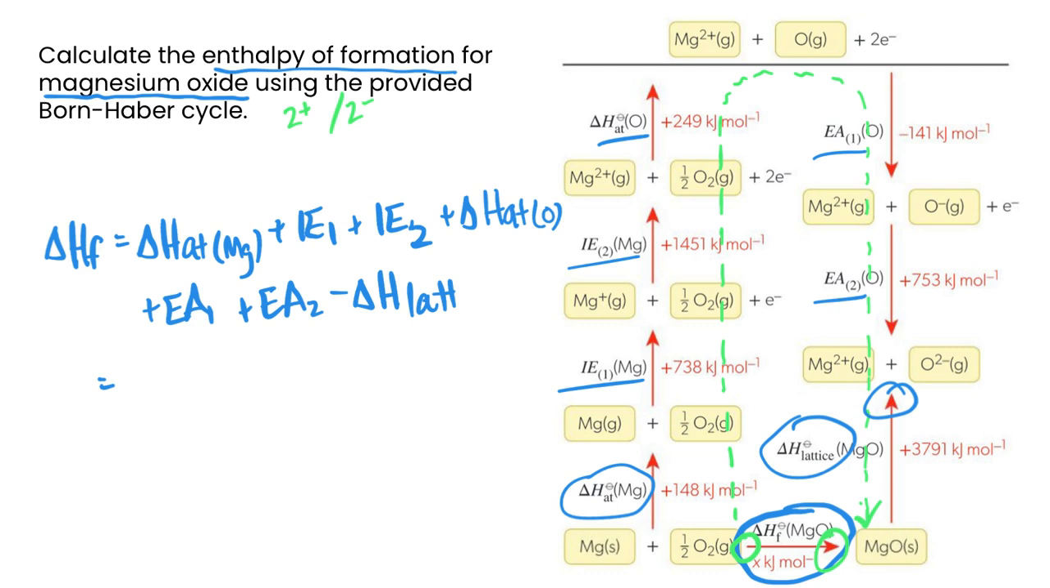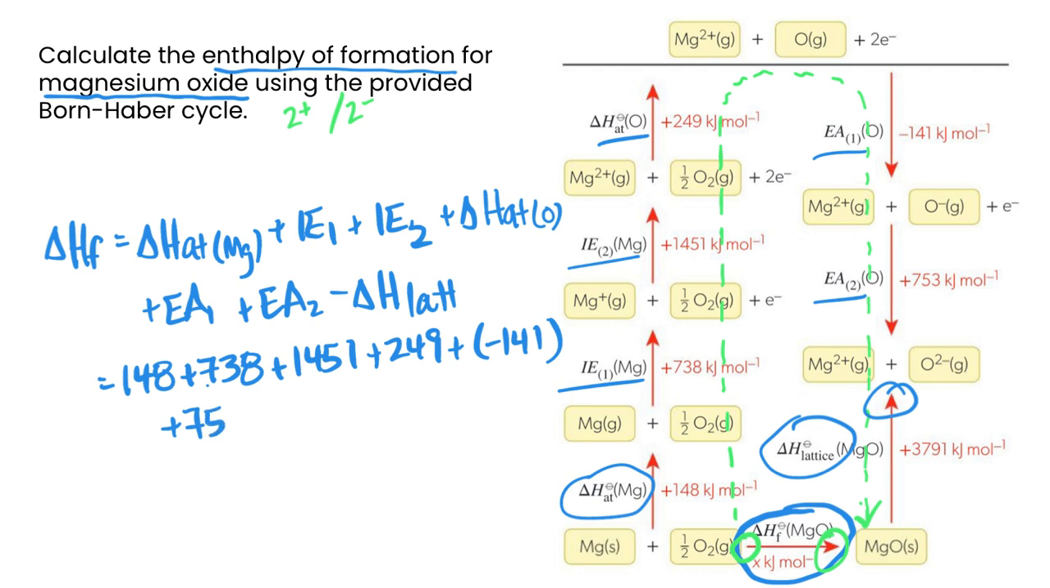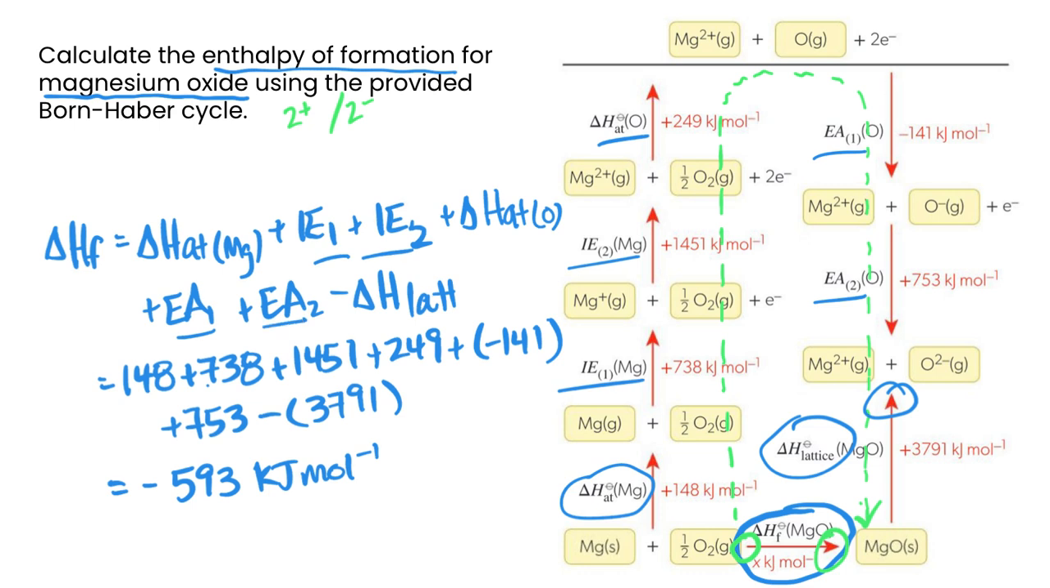So let's put in our values. We got 148, we got 738, we got 1451, 249, then we're going to add negative 141, we're going to add 753, and then we're going to subtract 3791. Okay. And if we do the math for this, we get negative 593 kilojoules per mole.